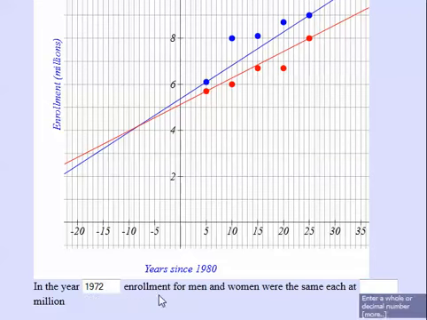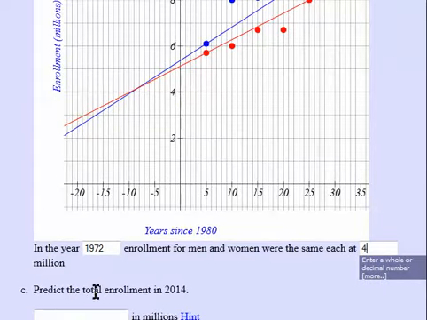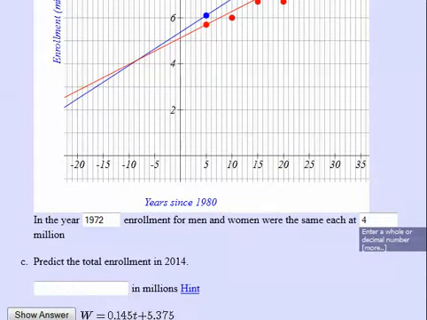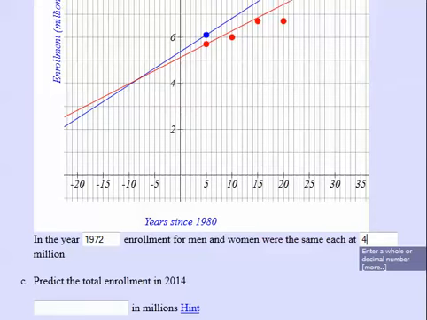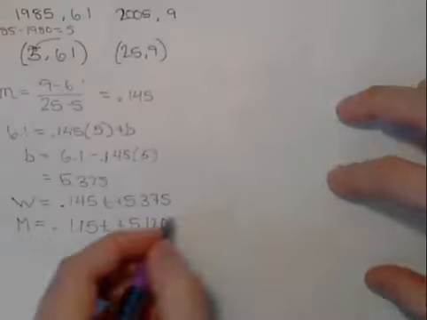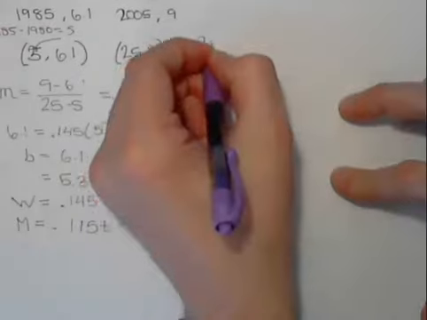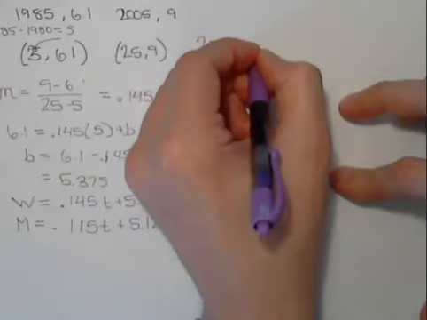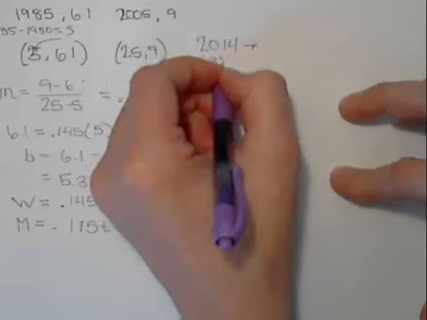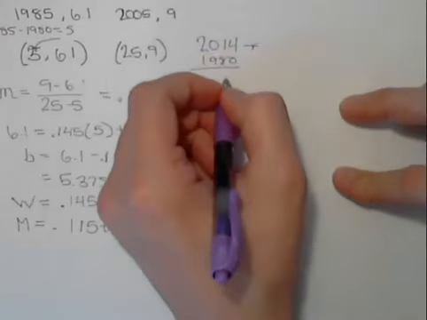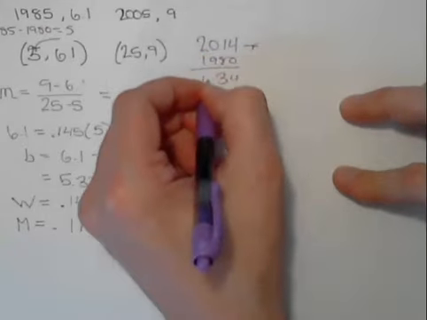And what was the enrollment for men and women? Well, it looks like it was right around 4, so around 4 million. And then we're asked to predict the total enrollment in 2014. Well, we can actually just use our equation for each, for men and women, to find that enrollment number. So using these two equations, and we're looking at 2014, which, subtracting from 1980, we get 34 years, and this is our T.